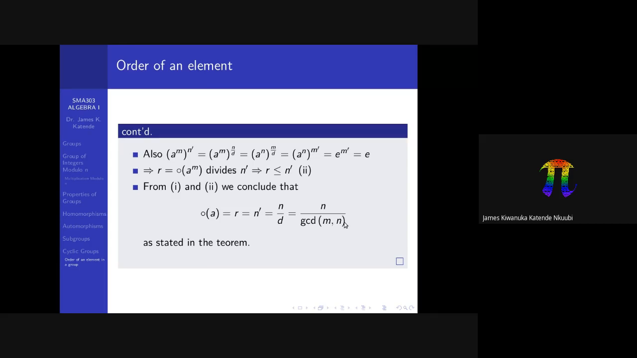We have shown that there's a mistake here. This should be the order of A raised to M, not A. You can see here it's written correctly, but somehow I forgot to correct that here. So the order of A raised to M will be equal to R. It was already fixed earlier, and we have shown that R must be equal to N prime, and N prime itself is just N over D, and D is the greatest common divisor of M and N. So we have proved the theorem.